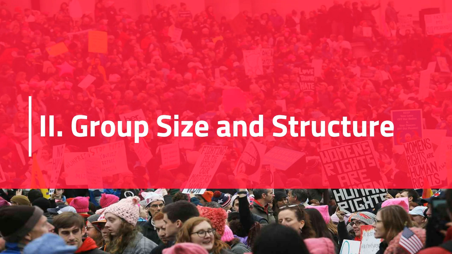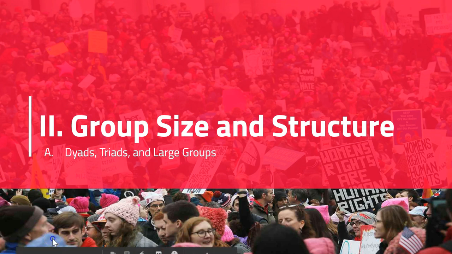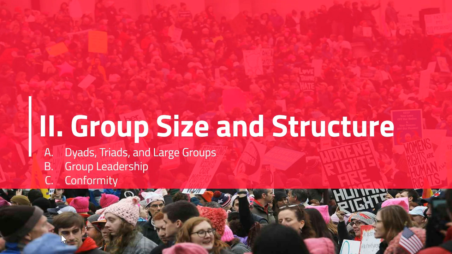So to understand how different groups work, sociologists study group dynamics, or the ways in which individuals affect groups and the ways in which groups influence individuals. The study of group dynamics focuses on group size, leadership, and conformity, and this is exactly what we're focusing on in this section. We'll first discuss dyads, triads, and large groups, looking at group size, followed by group leadership, and finally conformity.